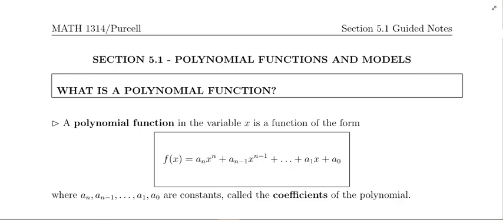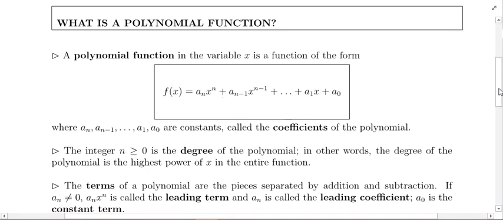Okay, so under the first bullet point, there's a very mathematical definition of what a polynomial function is. So I'll read through it and then I'll try to translate it for you. It says a polynomial function in the variable x is a function of the form f of x is equal to a_n times x to the nth power plus a_(n-1) times x to the n minus 1 power, all the way down to plus a_1 times x plus a_0.